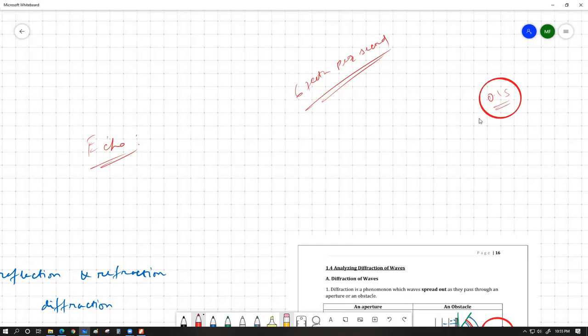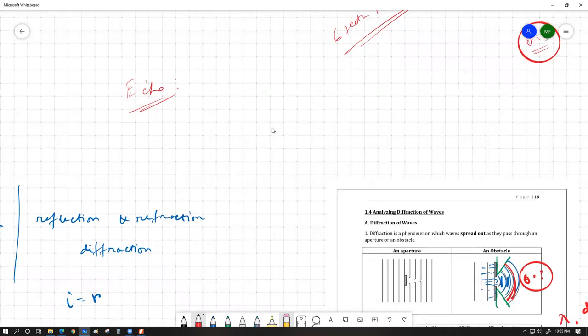So the point that I'm trying to make is our ear can distinguish between two sounds if the two sounds are at least 0.1 second apart. More than 0.1 second apart, very good. But less than 0.1 second apart, our ear cannot differentiate that sound. So if we want to hear an echo, by which I mean differentiate an echo from the original sound, so that we can say this was the original sound, this was the echo, these two sounds have to be at least 0.1 second apart, which brings us to a bit of a mathematical calculation.